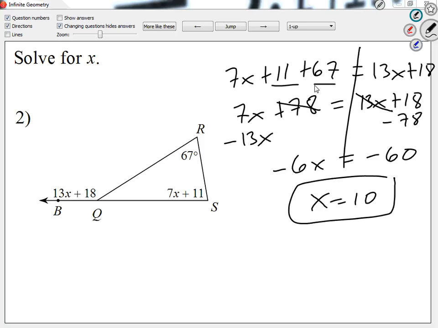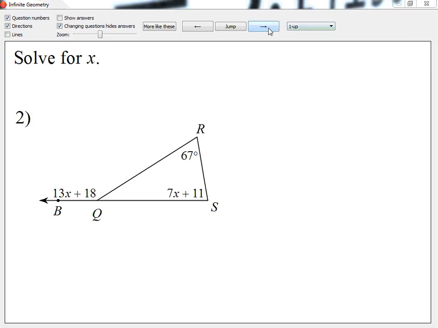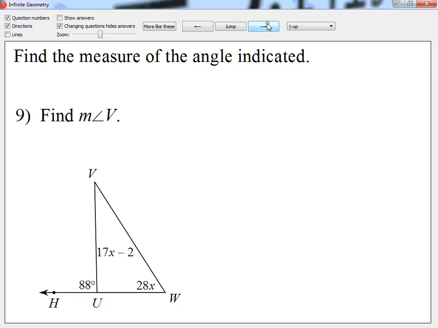Right. Moving along still, question number 9, very similar. I'm asking you guys, find the measure of the angle indicated. Here I'm asking you guys, how big is angle B? Angle B, we notice, is 17x minus 2. So solve for x, and then plug it in.